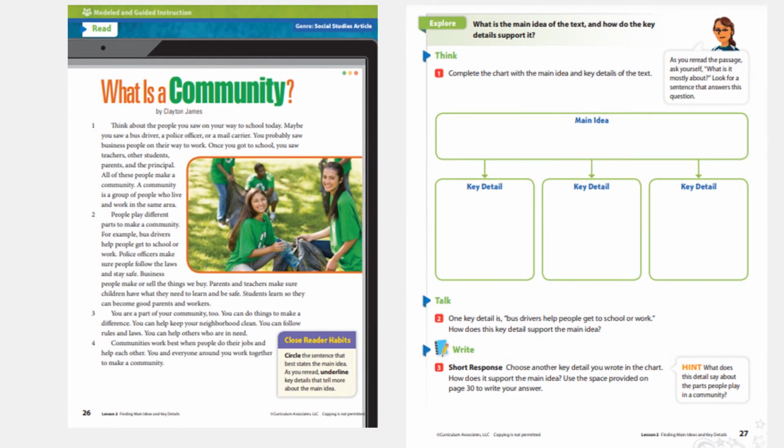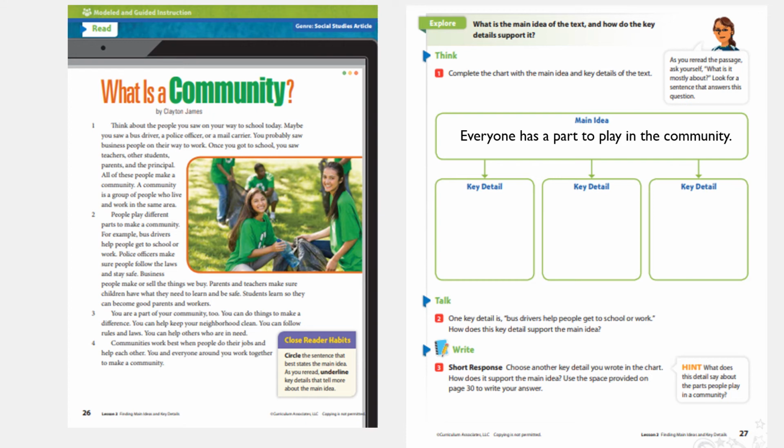All right, let's now look at page 27. We're going to read at the top. It says, what is the main idea of the text and how do the key details support it? Well, we kind of already came up with the main idea when we were asking questions after we read, and that happens to be the first thing that we need to put in the chart. What is the main idea of this text? Well, the main idea is that everyone has a part to play in the community.